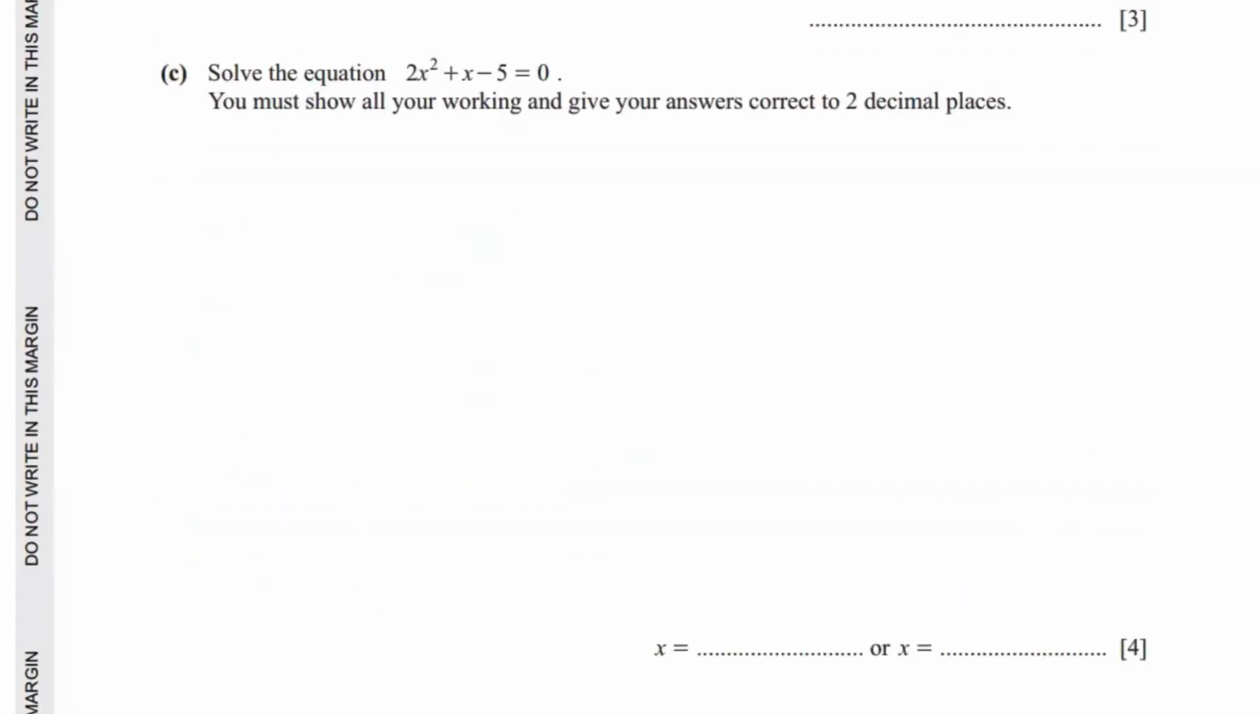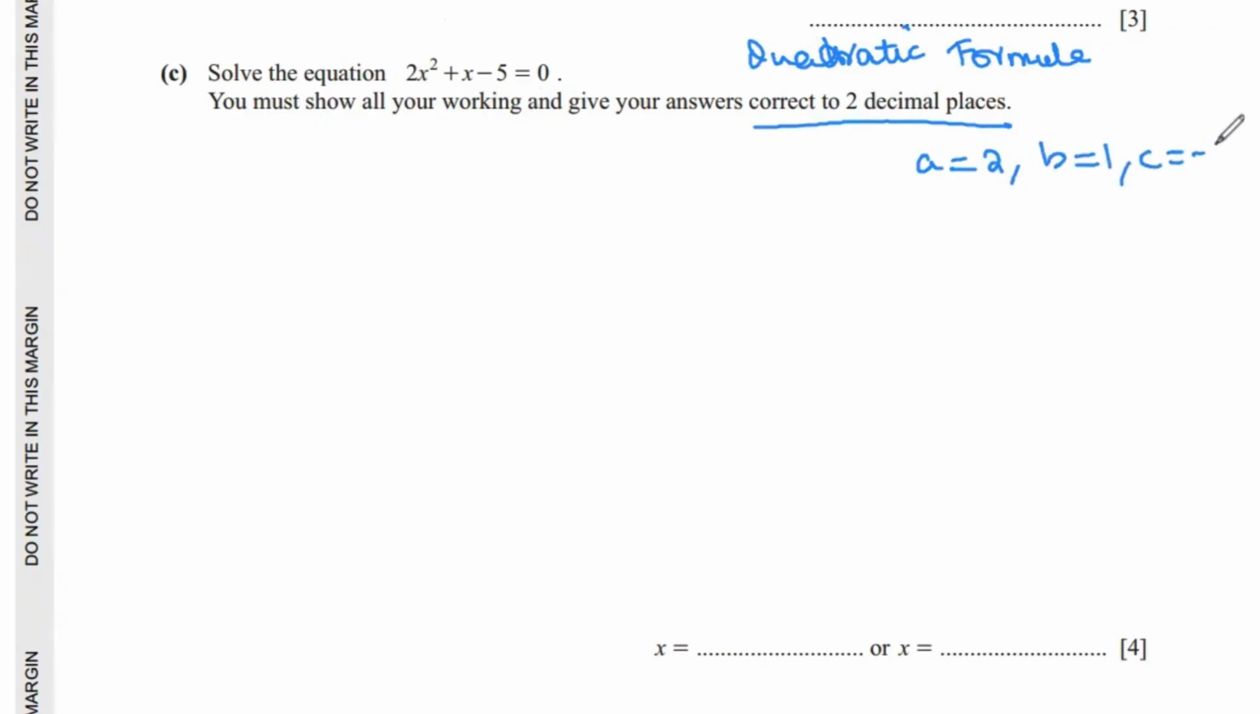Then it says solve the equation 2x squared plus x minus 5 equals 0. You must show all your work and give your answers correct to 2 decimal places. So whenever it says give your answer correct to 2 decimal places, that means we're using the quadratic formula. You need to identify your a, b, and c values. A is the coefficient of x squared, which is 2 over here. B is the coefficient of x, which is 1. And c is the constant, which is negative 5.